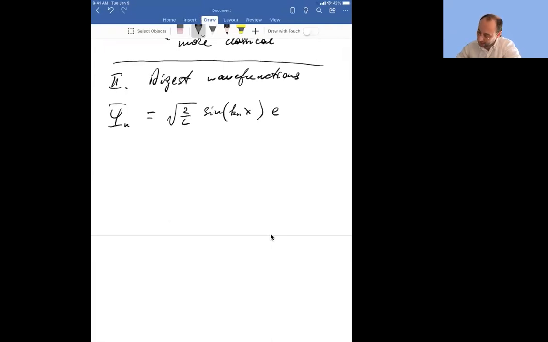And let me write it like this. So omega sub n equals E sub n over h bar. So that's the de Broglie relationship.